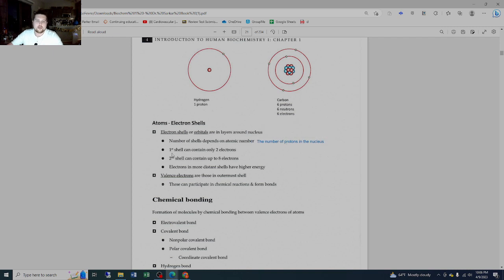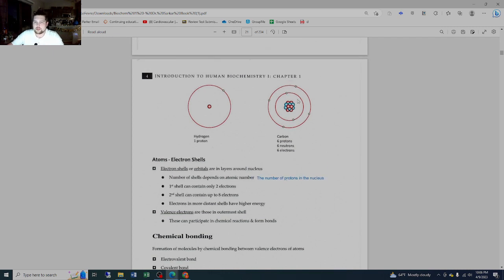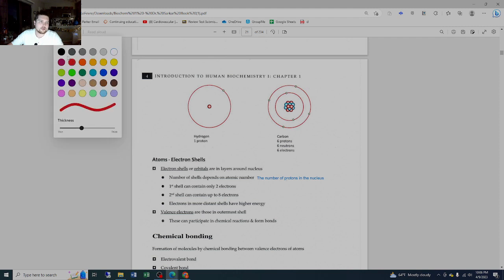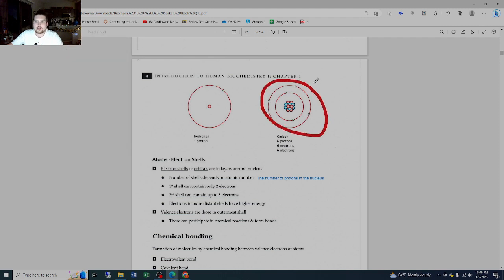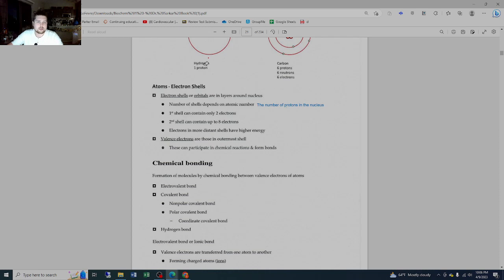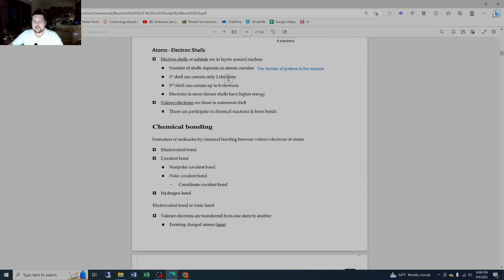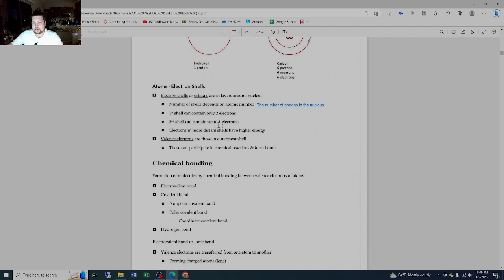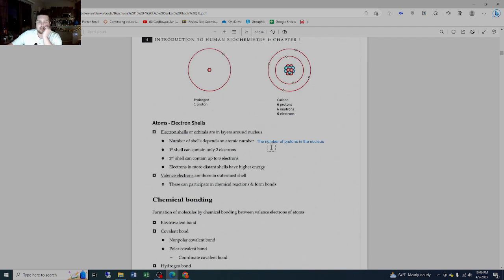Okay. The first shell, so we're going to have different multiple shells. See how there's one shell here around the hydrogen, 2 here around the carbon, and then we're going to have even more shells out that hold more and more of these electrons. And each of them is going to hold a specific number of electrons in it. So the first shell can only contain 2, the second shell can contain up to 8 electrons. So that means when we have 2 shells, we have a maximum of 10 electrons.